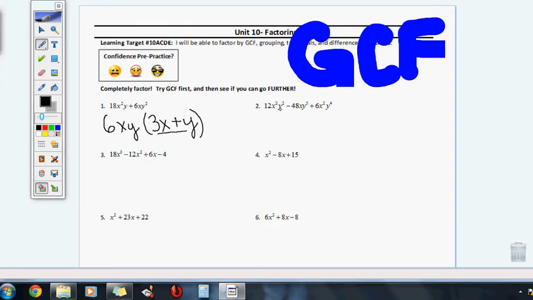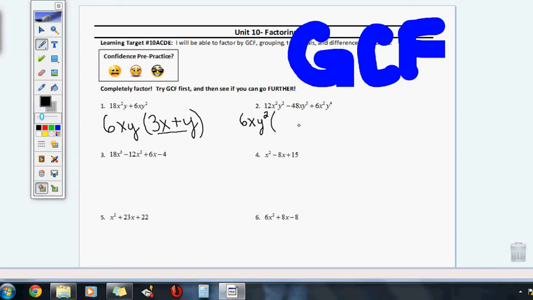If you look at the numbers 12, 48, and 6, we actually do have a number that we can take out of each of those, and that number is, again, 6. So I'm going to take a 6 out. X squared, x squared. I can only take one x out. Y squared, y to the 5th and y to the 4th. I can take a y squared out. So remember, you take as many variables as you can out.